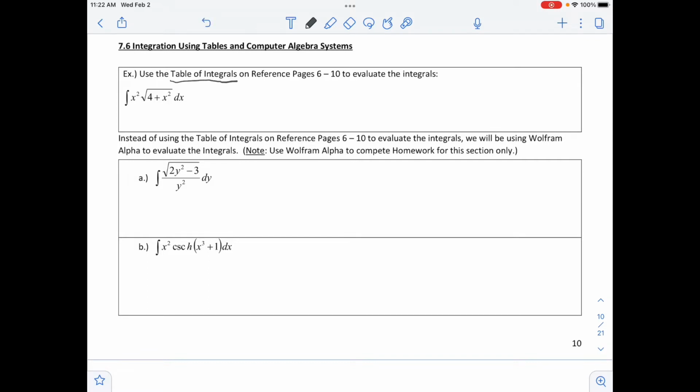It's in our book on pages 6 through 10 to evaluate the integral. This is not very practical for us to be using since we have really strong computer algebra systems that could perform this integral without trying to look through a table. However, the textbook does have these for a reference. We're not able to use this table on an exam or on a quiz, but it is there in order to kind of take a note and make reference with.